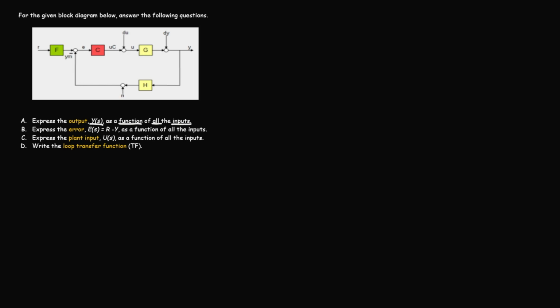Since we want the output y of s in terms of all the inputs, which are essentially all the external arrows pointing into the system, which in this case are r, du, dy, and n, we essentially want to go ahead and express all the signals involved in the system algebraically. And of course here the signals in this block diagram are basically the arrows that you see in between the blocks. So essentially we want to represent these arrows algebraically for this problem. And so how can we go about doing this?